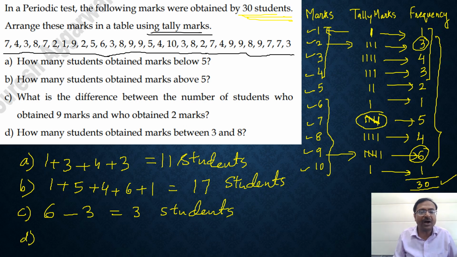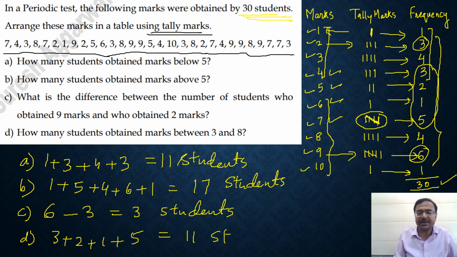And what about the D part? How many students obtained marks between 3 and 8? Between 3 and 8 means 4, 5, 6 and 7. So just add all the frequencies of 4, 5, 6, 7. 3 plus 2 plus 1 plus 5, which gives us 11 students as the correct answer of the fourth part. See, if you start analyzing it using the raw data, it becomes very difficult and you are bound to miss out on some of the values. But if you put it in tally marks and frequency form, then it becomes really easy to answer the questions.